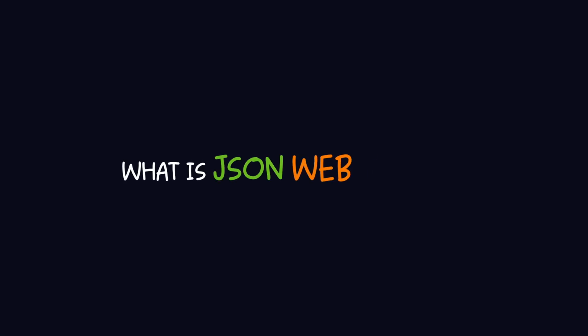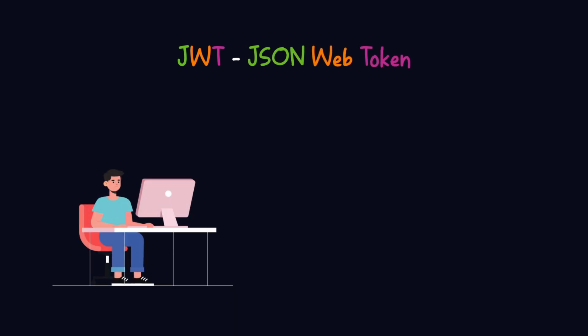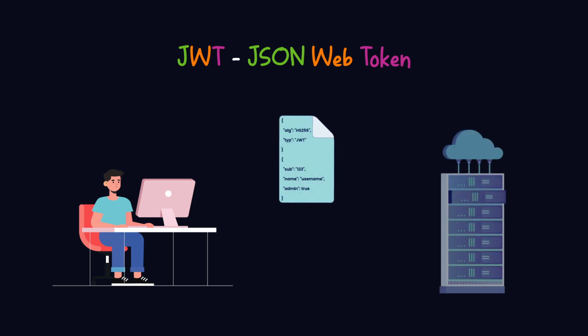What is JSON Web Token? JWT stands for JSON Web Token. It's a compact and secure way of transmitting information between parties as a JSON object. In simpler words, JWT is like a digital passport that contains information about a user or an entity.